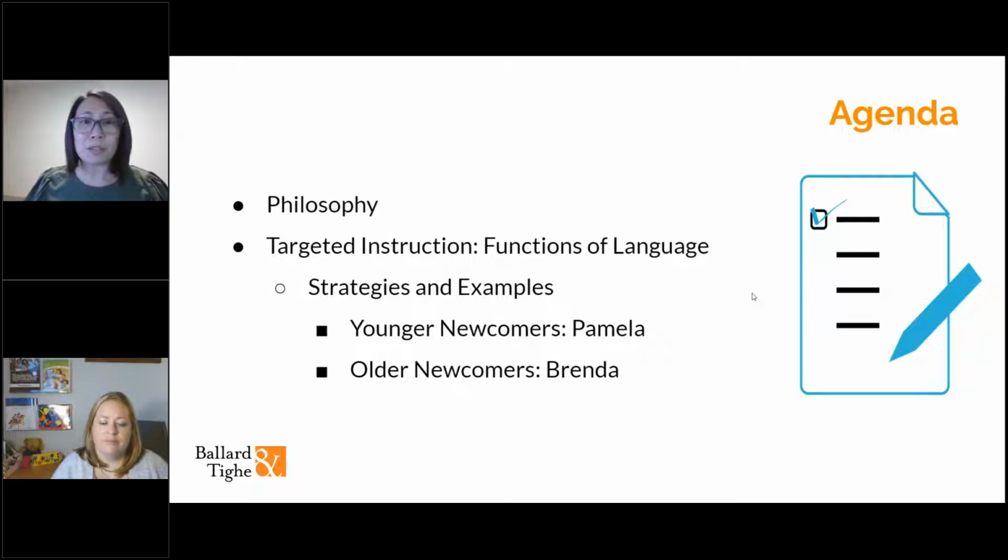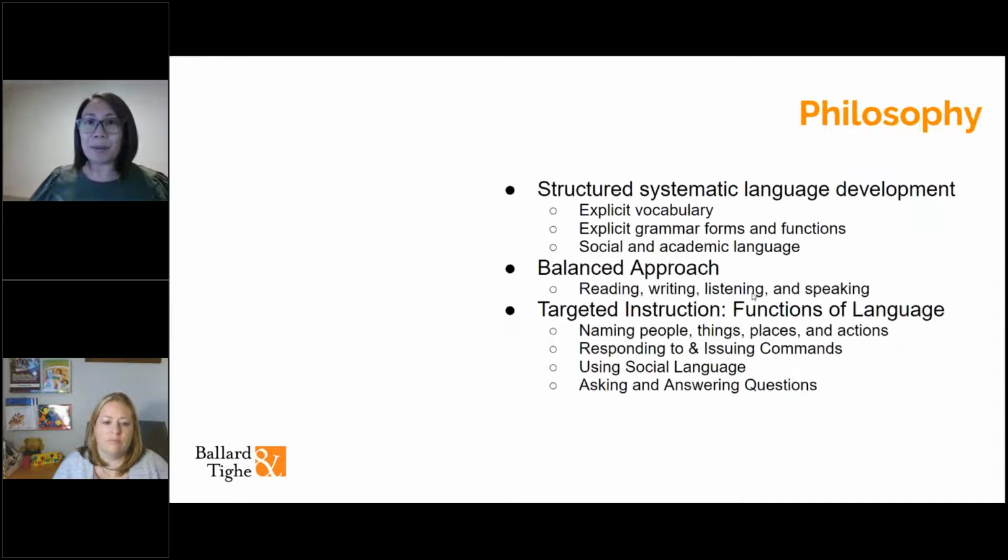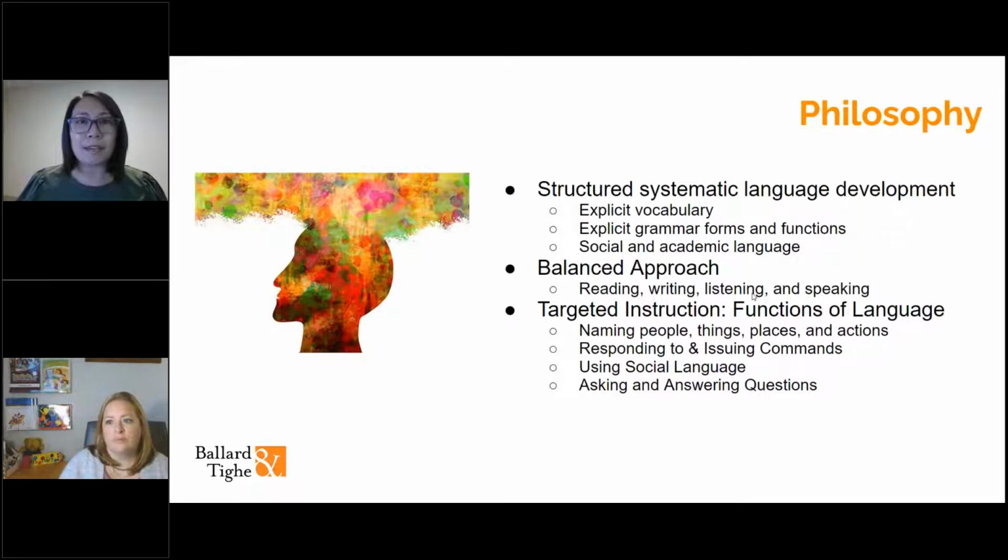We're going to give you some strategies and examples just from our experience from teaching, and some examples from Ballard and Tighe materials. Pamela's going to primarily focus on the younger newcomers and me on the older newcomers, 6 through 12. As a part of our philosophy, you're going to see a very structured and systematic language development approach in all of our materials, but generally what we believe in.